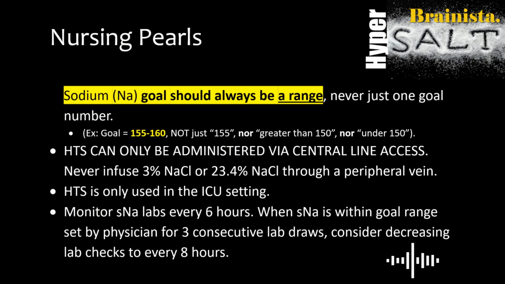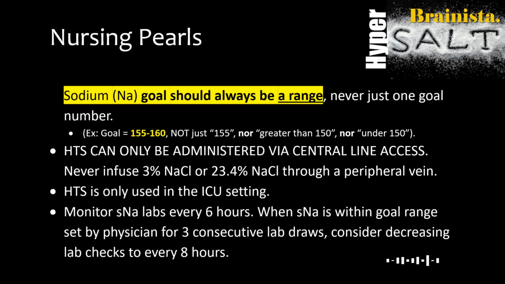Clinical goals should always be in a range, such as systolic blood pressure of 140 to 160, or serum sodium between 150 and 155. Do not use goals such as greater than 150, or less than 150. This is clinically inadequate. Hypertonic saline can only be administered via central line access. Never infuse 3% saline or 23.4% saline through a peripheral vein. In a pinch, when there is no central access, one loading dose of mannitol can be given to temporize. Remember to maintain normal volemia.